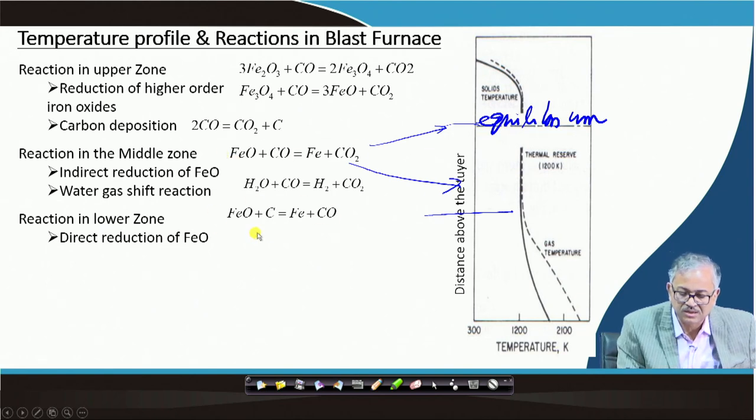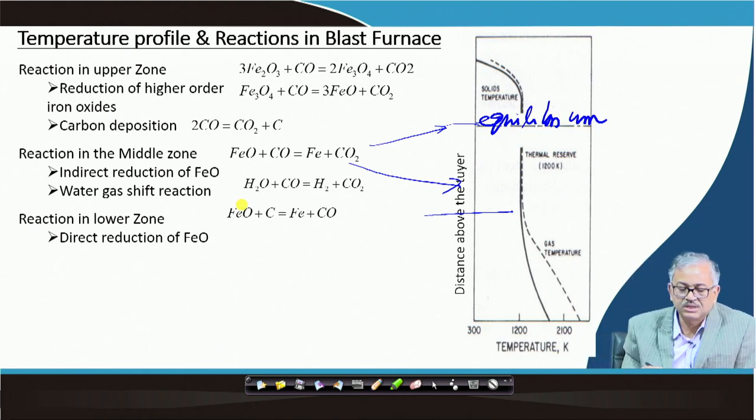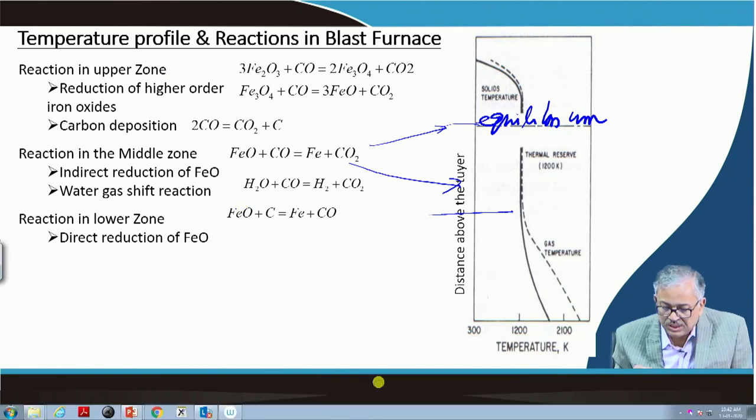But in this reaction, you can find that the carbon is directly participating in the reaction. Basically, this reaction can be considered as a combination of two reactions.